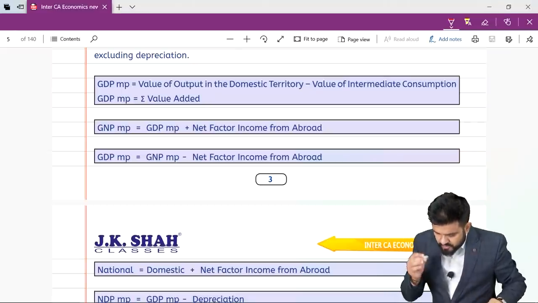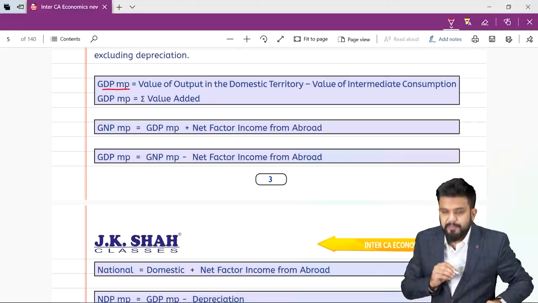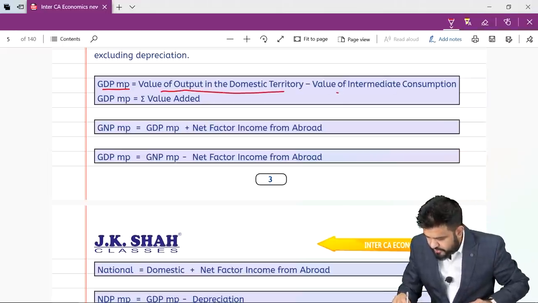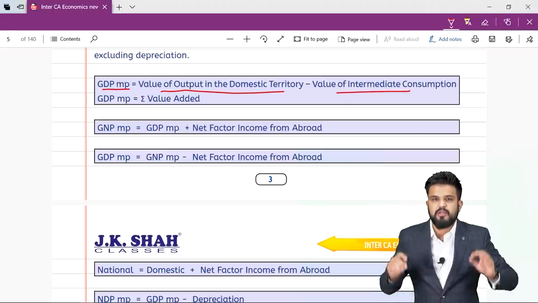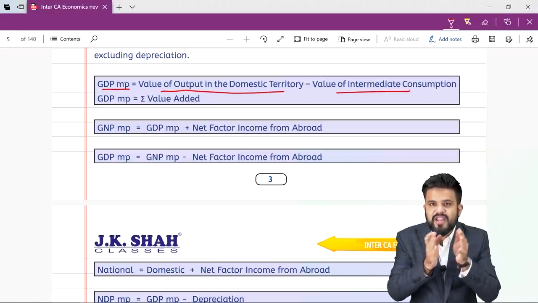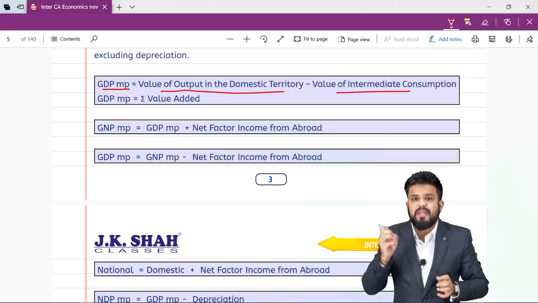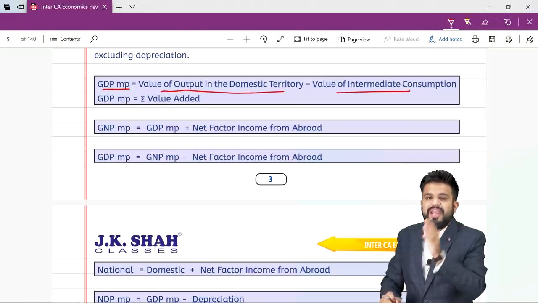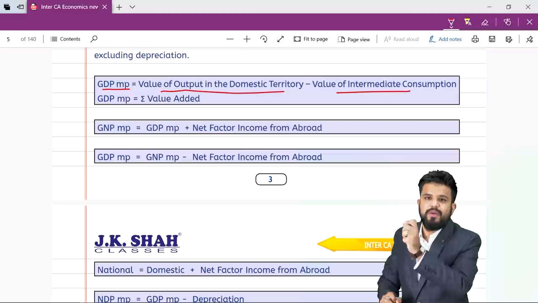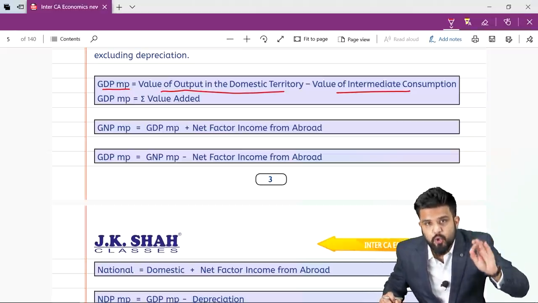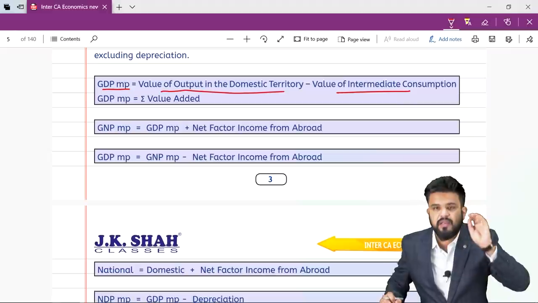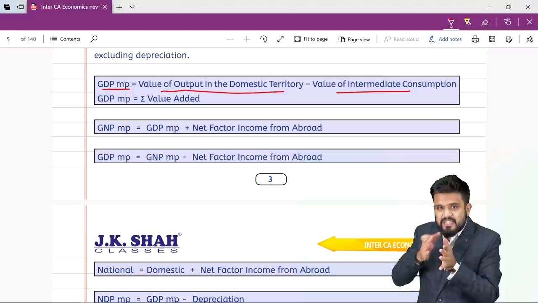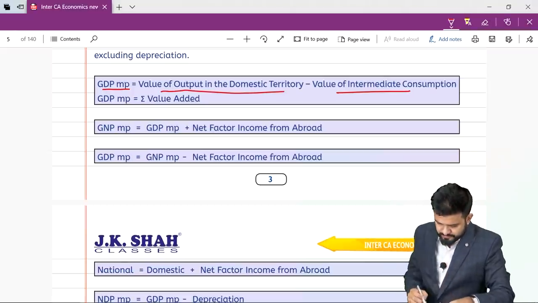Pay attention. If you can see on screen, GDP MP, that is gross domestic product at market price, is the value of output in domestic territory minus the value of intermediate consumption. So the point is that only the final product value you will take, and from that you will remove raw material, intermediate goods, semi-finished goods value. Intermediate consumption is not to be considered because it is already included in the final value of the commodity. Otherwise, it will lead to double counting. So the formula goes: value of output minus value of intermediate consumption.